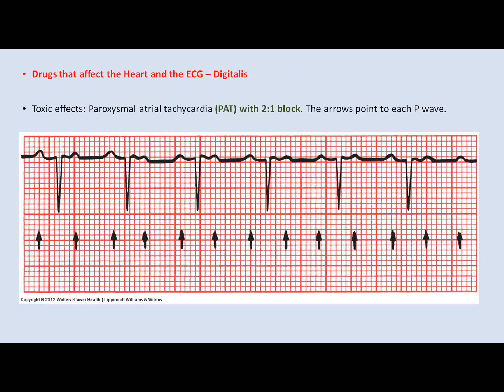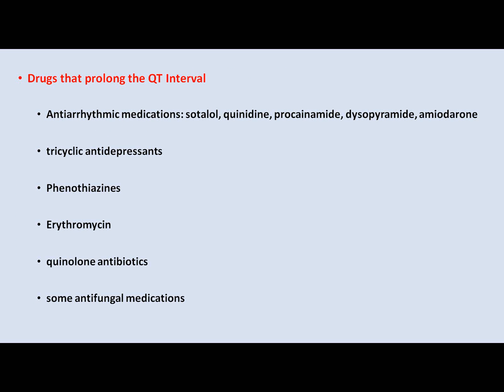Okay. All right. Drugs that prolong the QT interval. Okay, here. So look at this. And medications sometimes you give to control rhythm problems. Sotalol, quinidine, procainamide. These medications you give to treat rhythm problems, but they cause rhythm problems also. Like long QT syndrome and Torsades. Tricyclic antidepressants, some phenothiazines, erythromycin, usually in combination with antihistamines. So any of those can cause long QT syndrome.